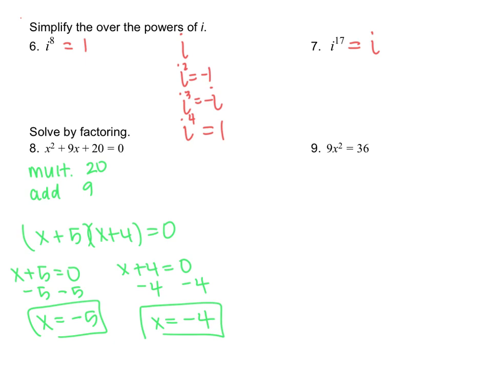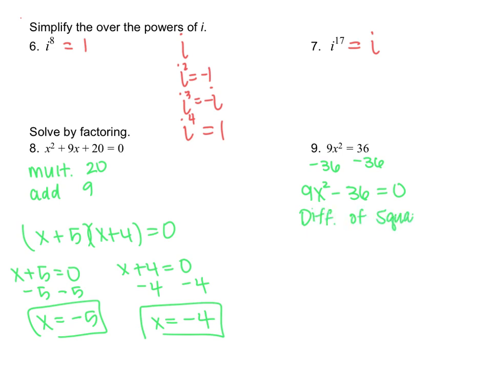Our second example is 9x squared equals 36. So my first step is going to get it equal to 0. So we're going to subtract 36 from both sides. So we have 9x squared minus 36 equals 0. Anytime I have just a squared term minus a constant, I always think difference of squares.